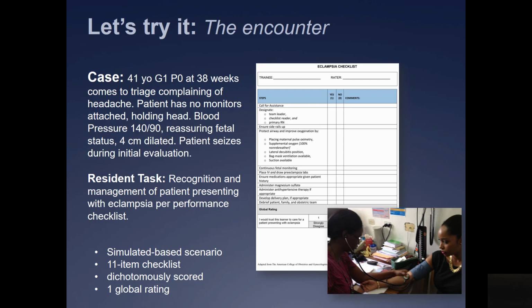Now we also need to know the target. In this case, I'm going to say it's a resident, maybe OB-GYN, maybe emergency medicine, maybe family medicine, really anyone. Their task is recognizing and managing a patient presenting with eclampsia per the performance checklist. So you're defining what the target is, and you're defining what the basis in the rubric is by saying checklist. A little more information on the checklist: it's with the simulation-based scenario. We have an 11-item checklist that we see here. Most are dichotomously scored, yes or no, and we've got one global rating as well.